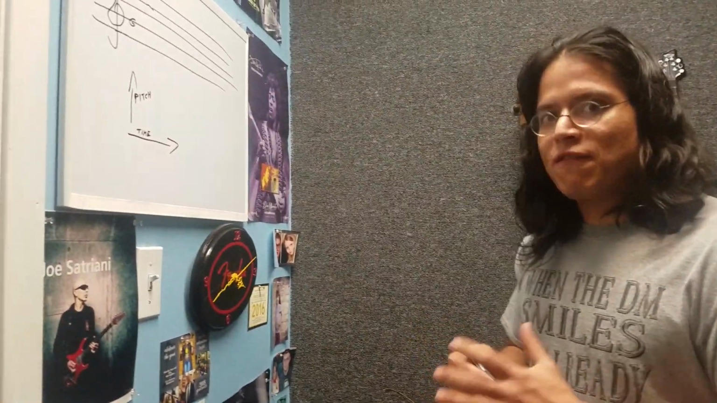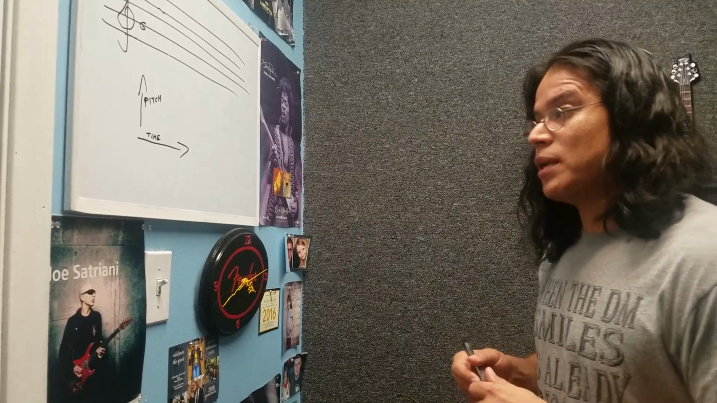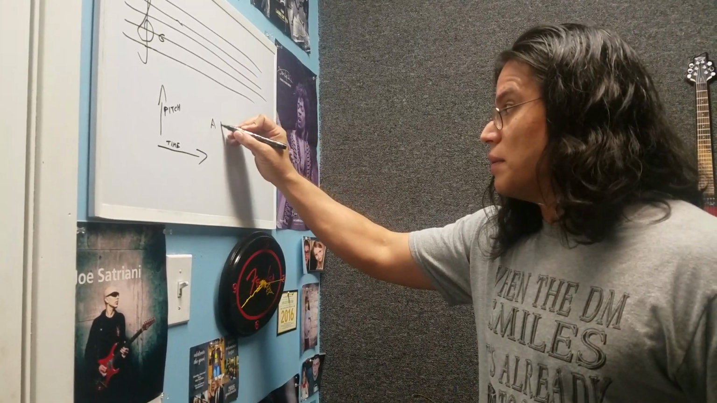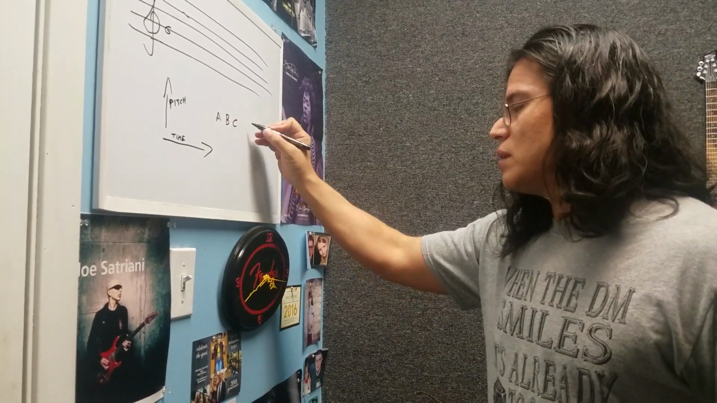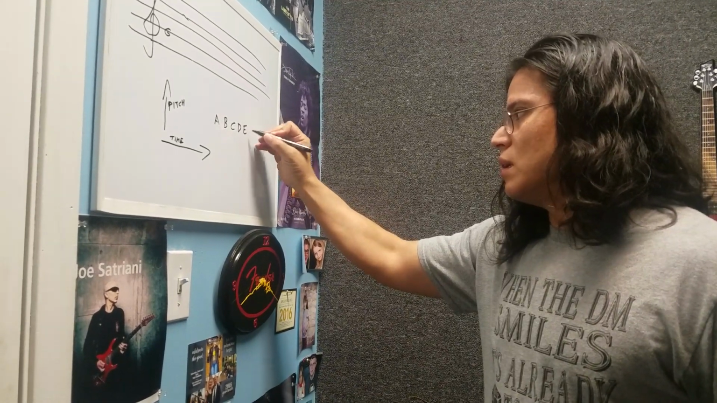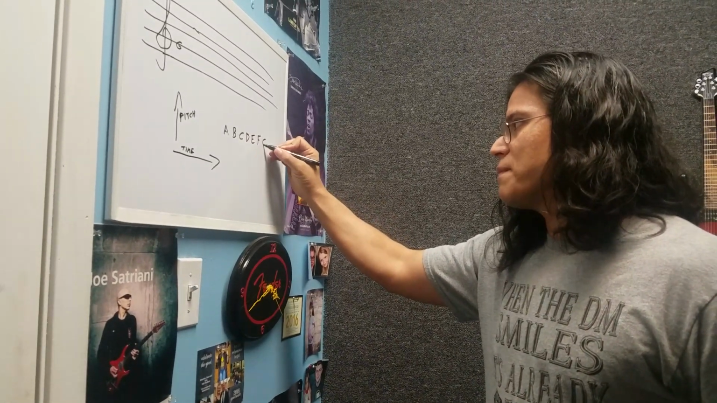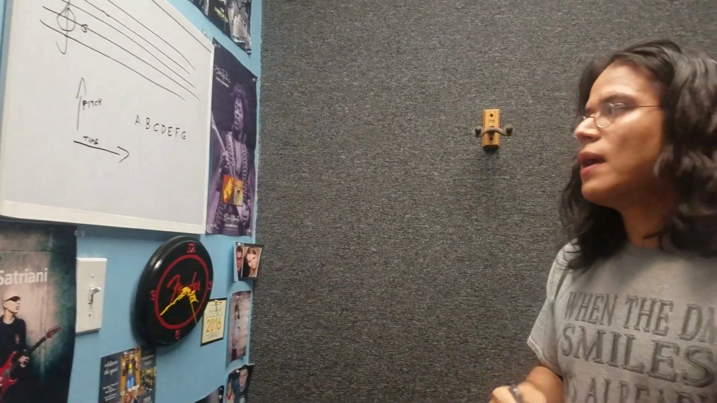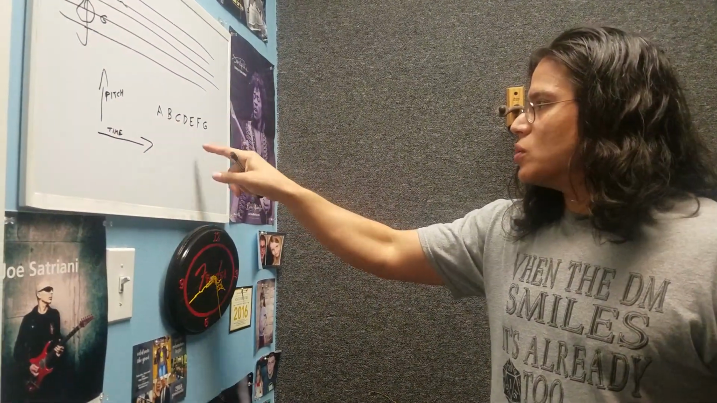I'm going to backtrack for a second because you may not know, what the heck is a G? What does that mean? In music, we call the different notes, the different pitches, the different tones, by using 7 letters of the alphabet. Those letters are A, B, C, D, E, F, and G. And these letters coincide with the white keys on the piano.